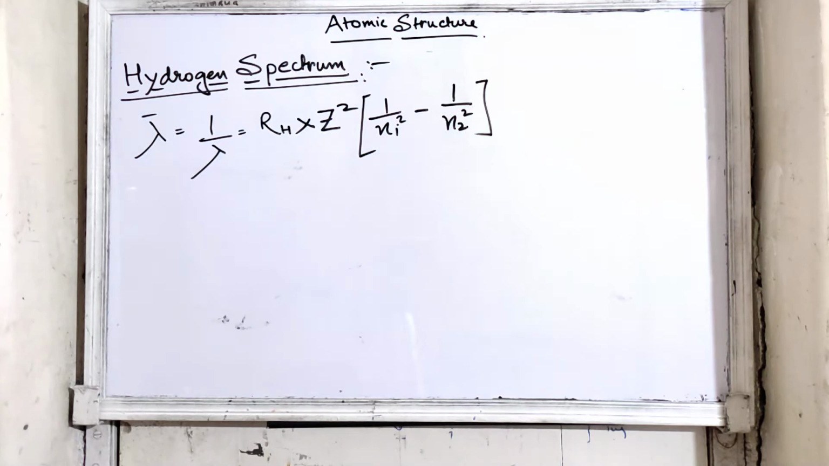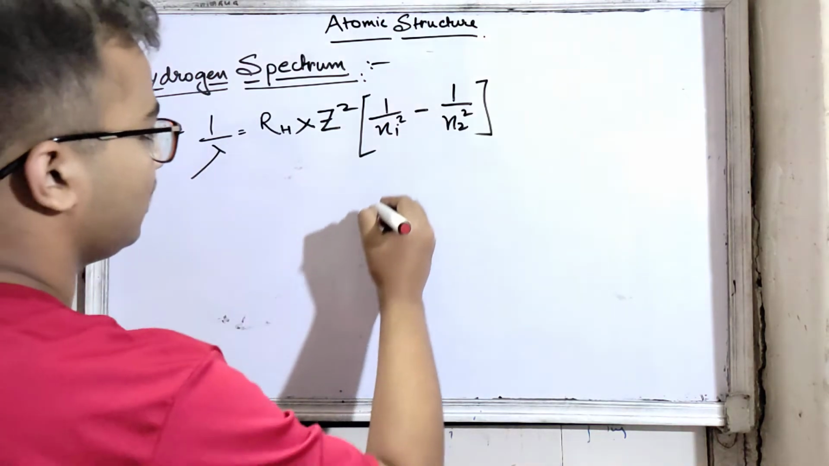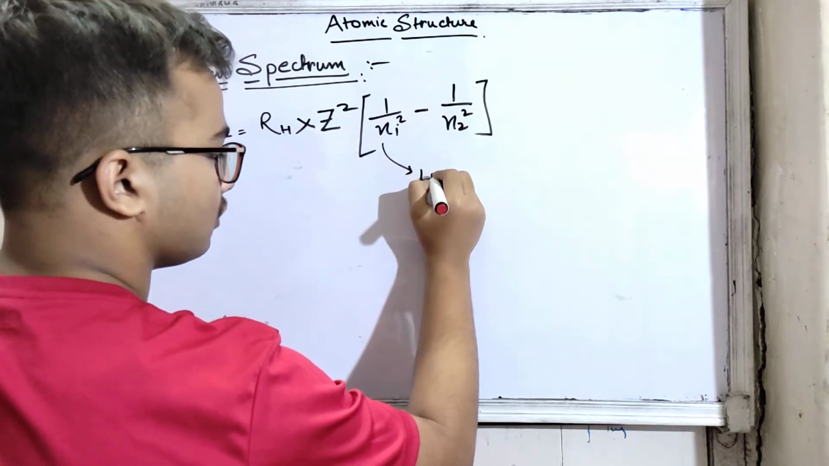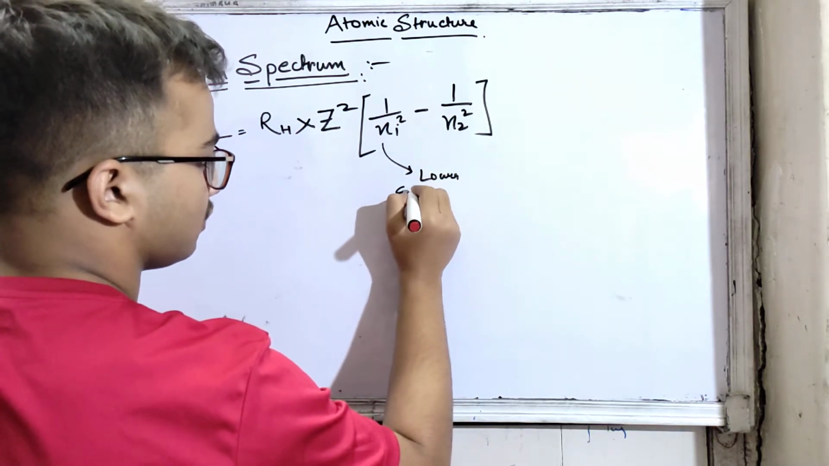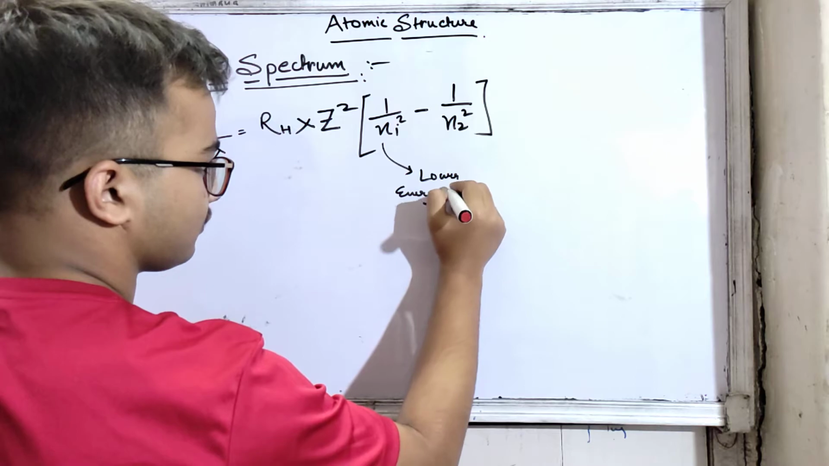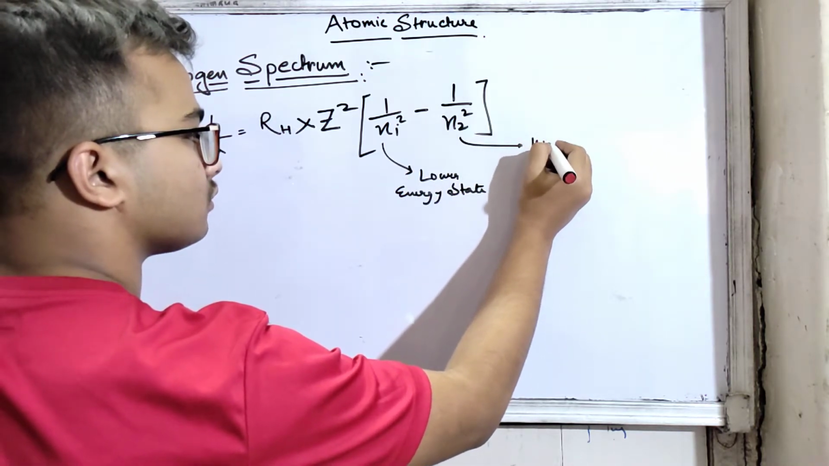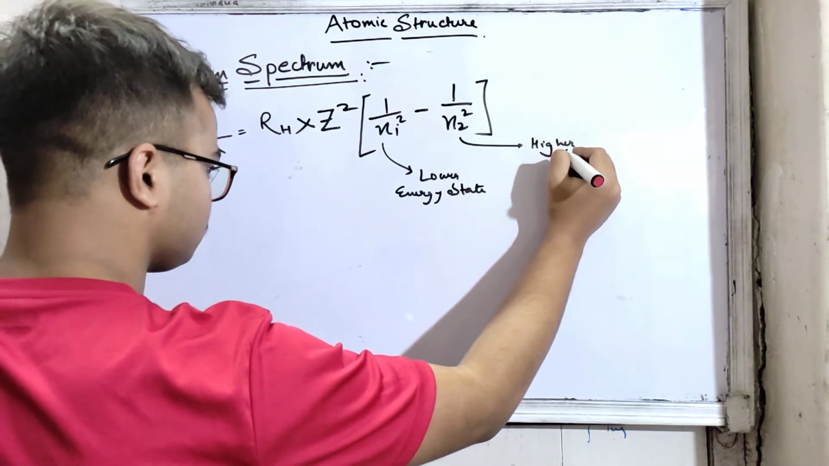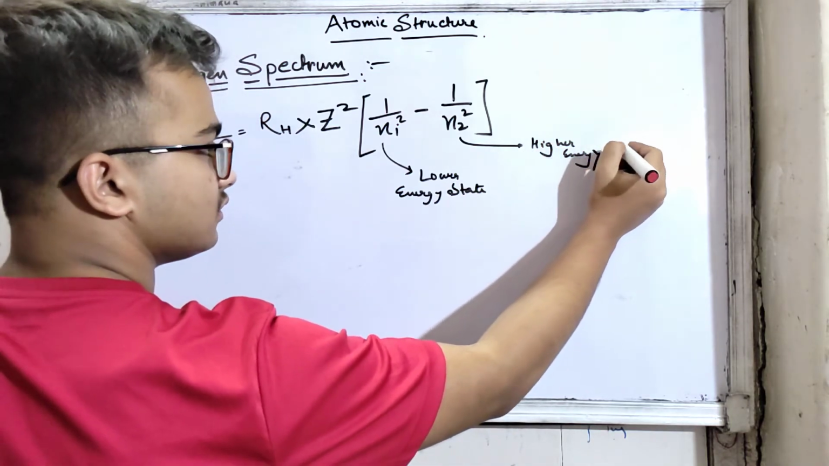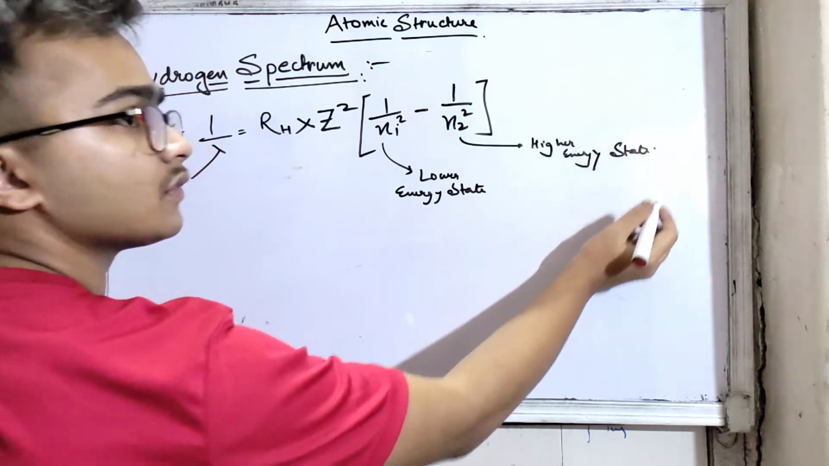Okay, what is RH? RH is called the Rydberg's constant. What is N1 and N2? N1 is the lower energy state and N2 is the higher one. Lower energy state, and this one is higher energy state, right?